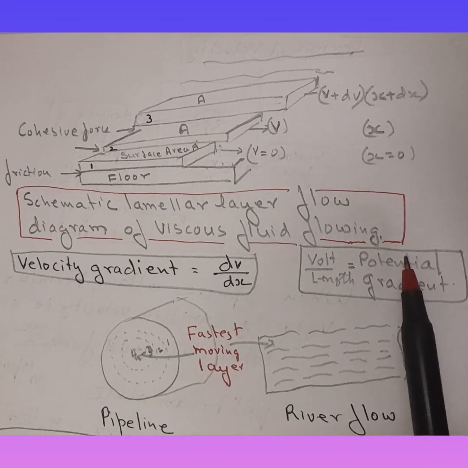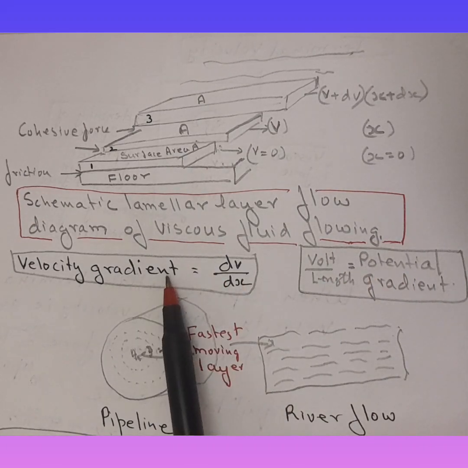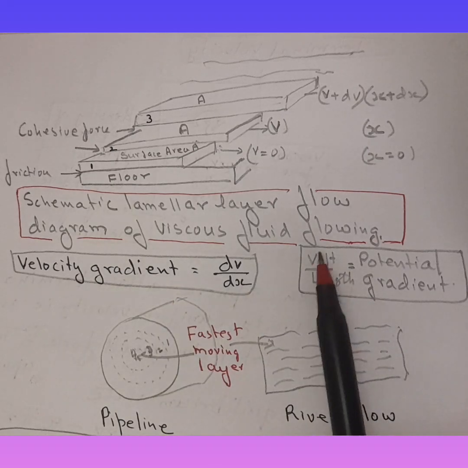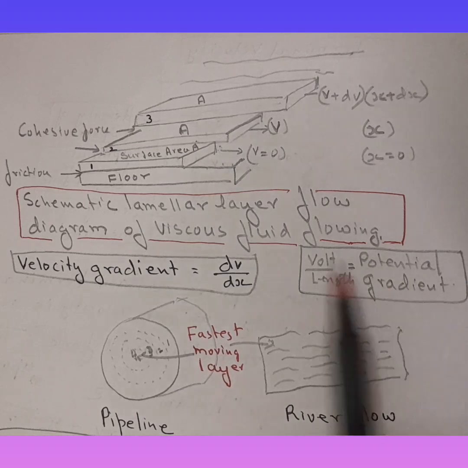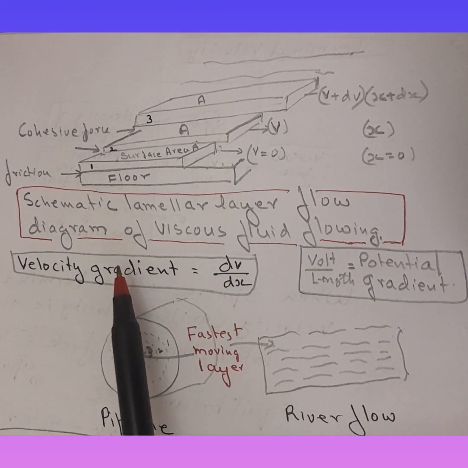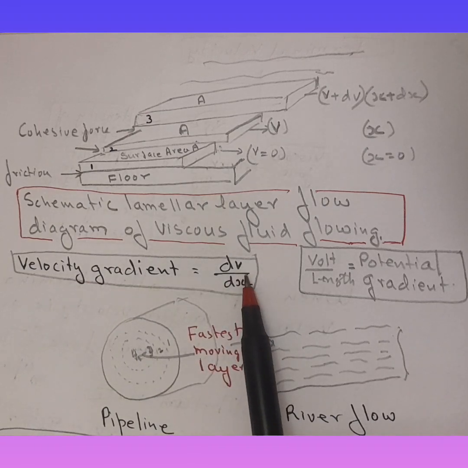Anyway, we have also learned potential gradient. This is not irrelevant to this. Since I have used the word gradient, I am just trying to bring to your notice that volt upon length is also a gradient, that is potential gradient. Okay, so coming back to what we were talking about, velocity gradient is dV by dx.